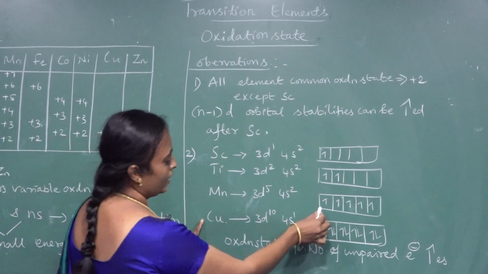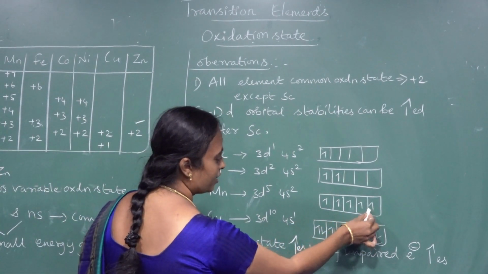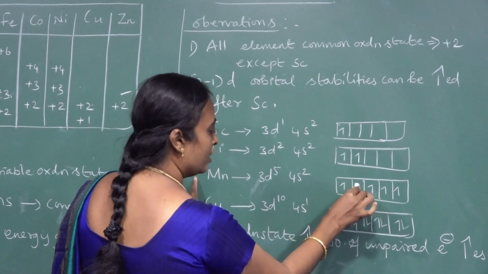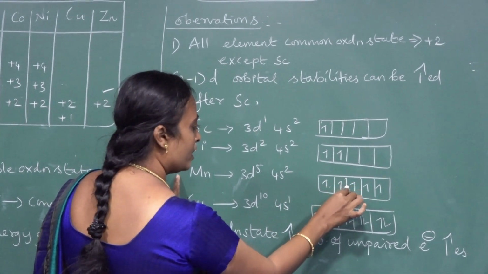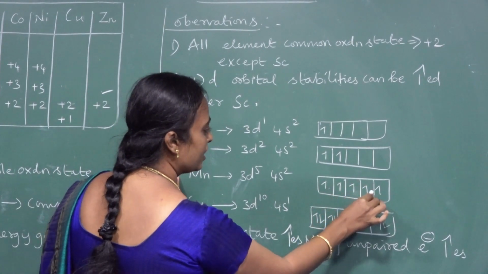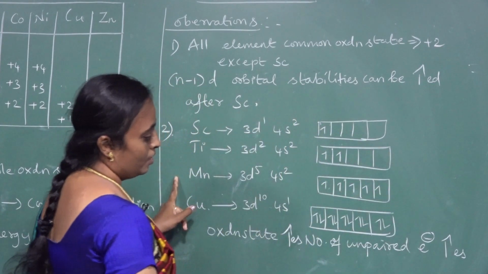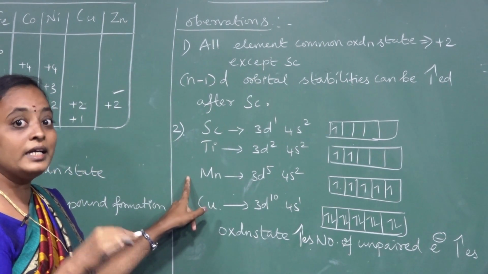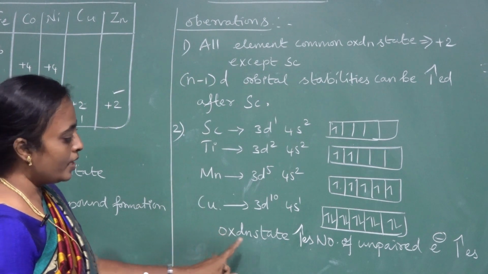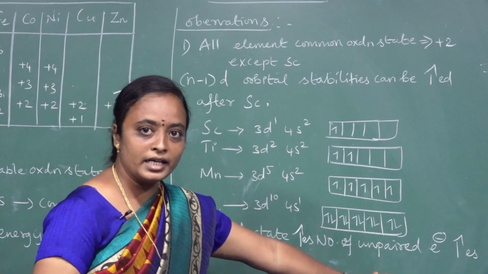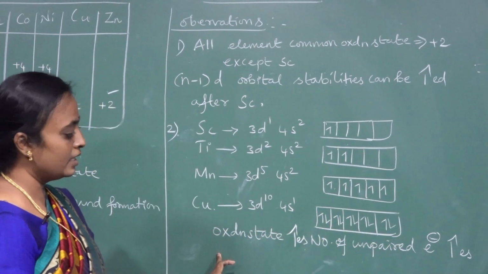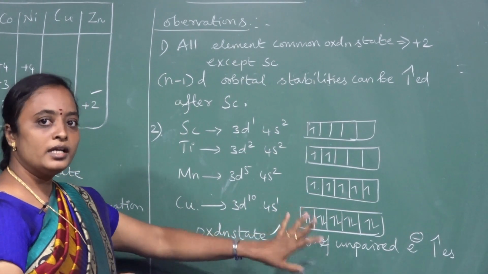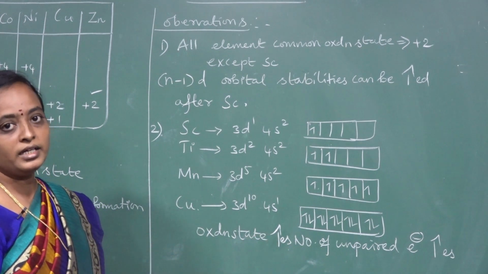So if I am taking manganese, there are 5 unpaired electrons. That's all over. Again for iron, you will get 1 electron paired here. Again for cobalt, nickel, like that, up to copper, the paired electrons go on increasing. So as the paired electrons increase, the oxidation state decreases. So the number of unpaired electrons increases means the oxidation state increases. Okay. Number of paired electrons increases means the oxidation state decreases.